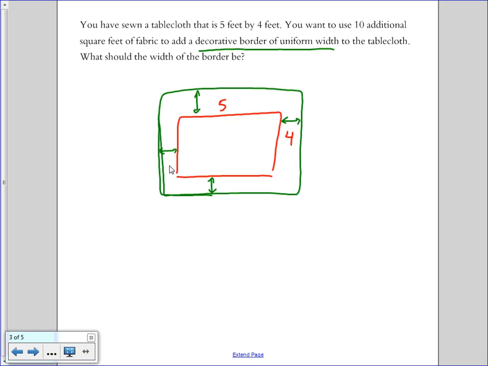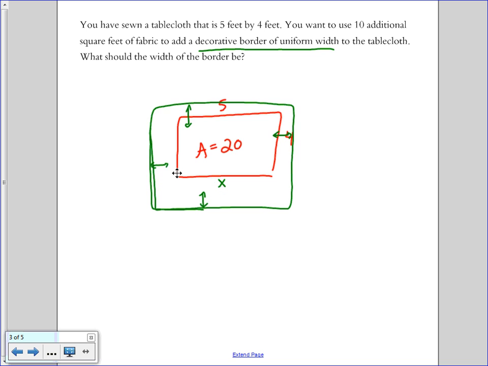It looks sort of like a picture frame or the deck around the pool. That's another common one. And it wants us to figure out what the width of that border should be. So we're going to call that distance x, since that's the thing we are trying to find out. What we know right now is that the current area of the quilt is 5 times 4, which is 20.